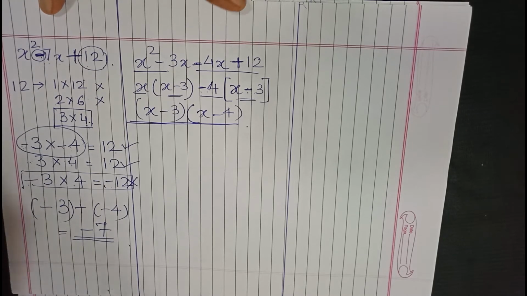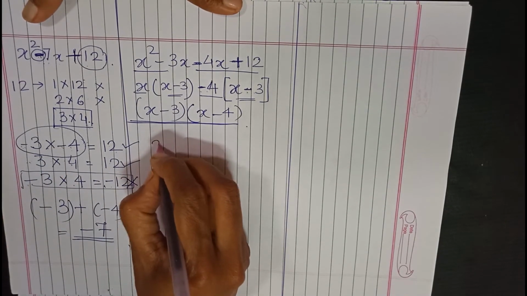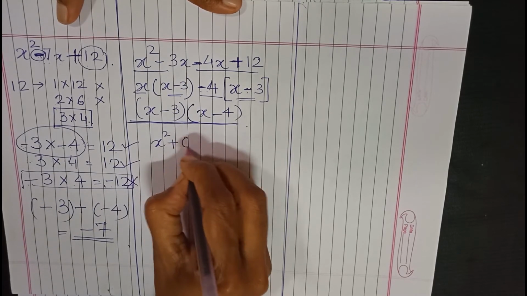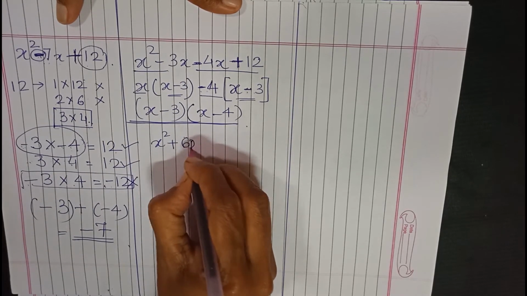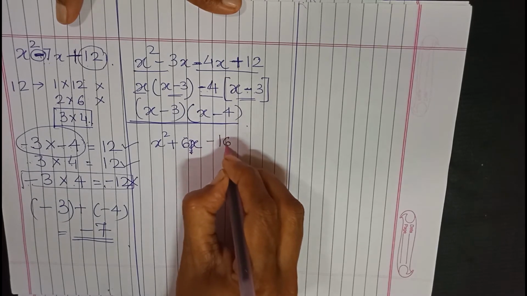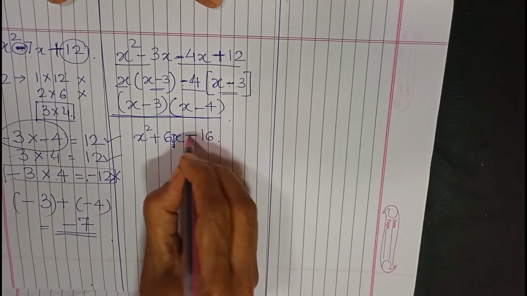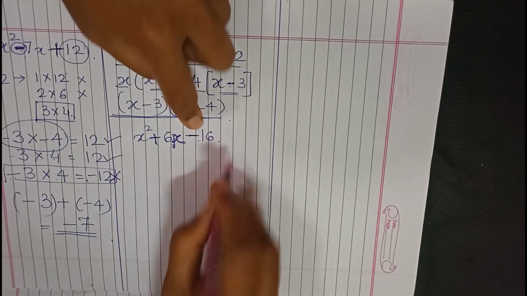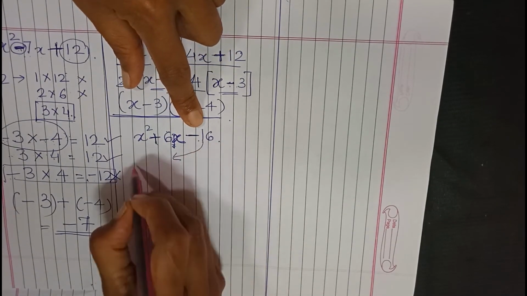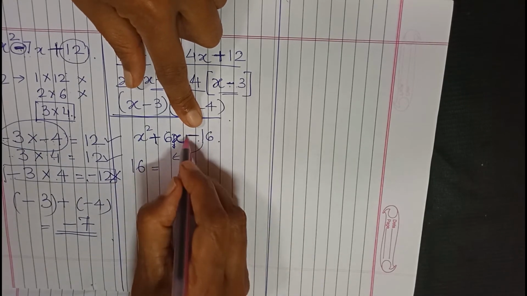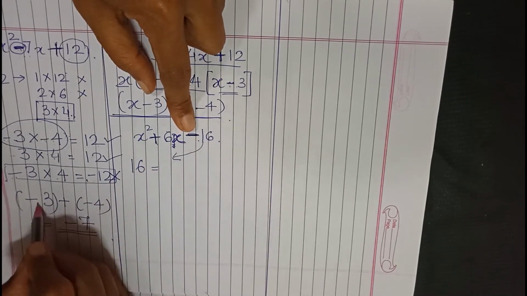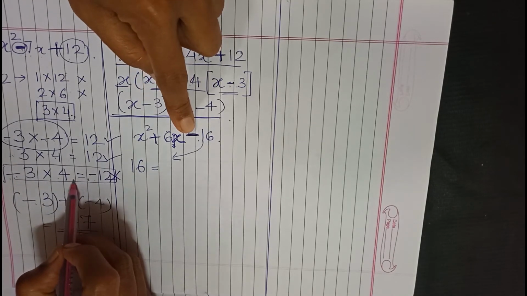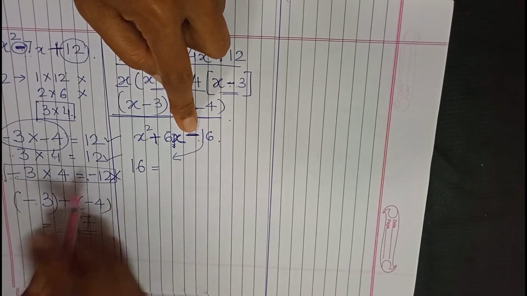Now let's take one more example of this type. X square plus 6x minus 16. Now here you can see here minus sign is not in the center but in the multiplication. Right? So again let us start with our product finding 16. Now if multiplication is minus, when is it possible? Only when one number is negative and one number is positive. Then only multiplication can come negative.